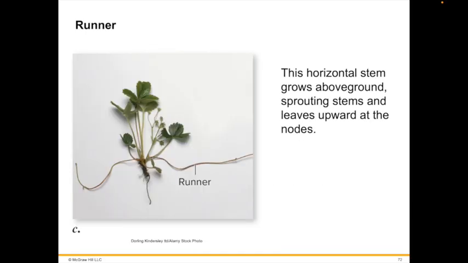Some biologists use the term stolon synonymously with runner. Others reserve the term stolon for a stem with long internodes but no roots that grows underground, as seen in potato plants. A potato itself, however, is another type of modified stem. It is a tuber.